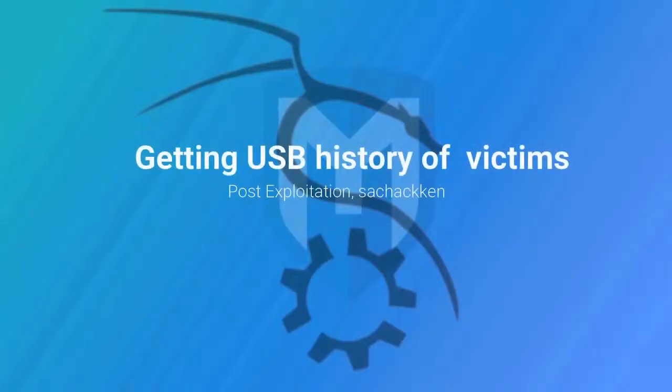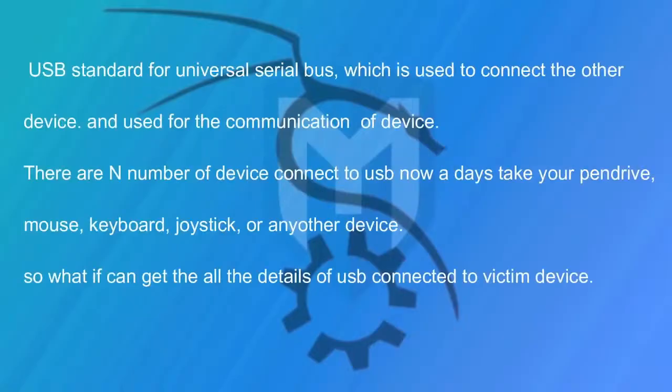In this video, we are going to learn how to get the USB history of a victim PC. USB stands for Universal Serial Bus, which can be used to connect or communicate with other devices. In the real world, you can see any number of devices like pen drive, mouse, keyboard, joystick, or any other devices. Almost all devices are connected through USB. So what if you can get all the details of USB connected to the victim PC? So how to do that? Let's begin.